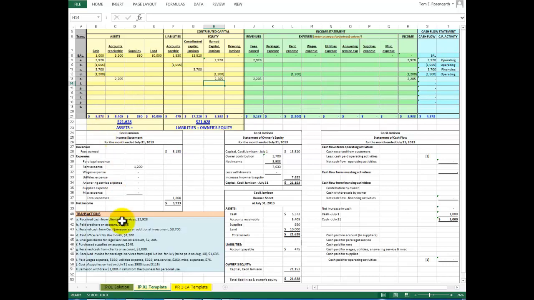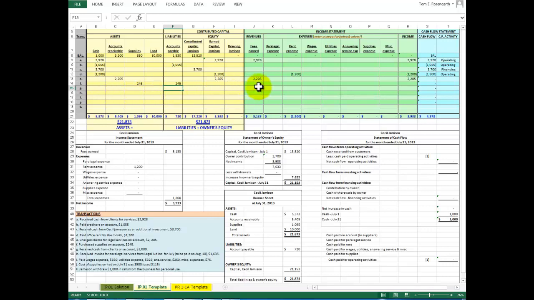In transaction F, the company purchased supplies on account. That means that the company would have increased its stock of supplies. So let's increase the asset supplies $245. And it promised to pay for those supplies later. The promise to pay later is an account payable. So increase accounts payable $245.